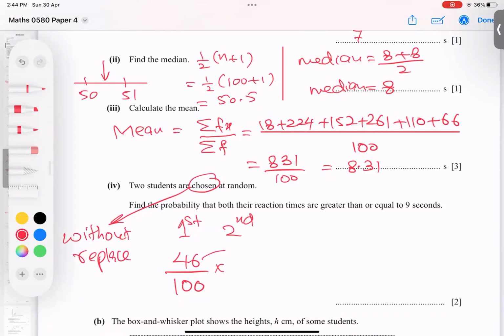So it means one less here, one less here. It means 45 over 99. And if we multiply, the answer is coming finally 23 over 110. So I hope the point is very, very clear.